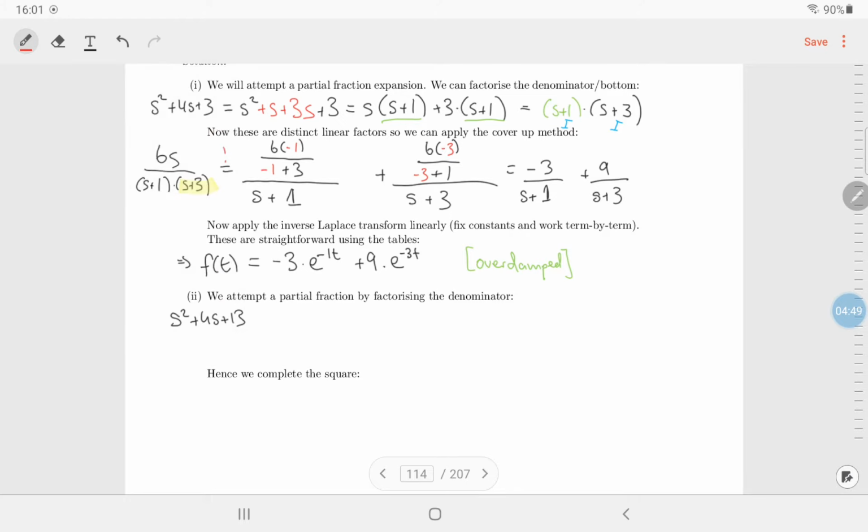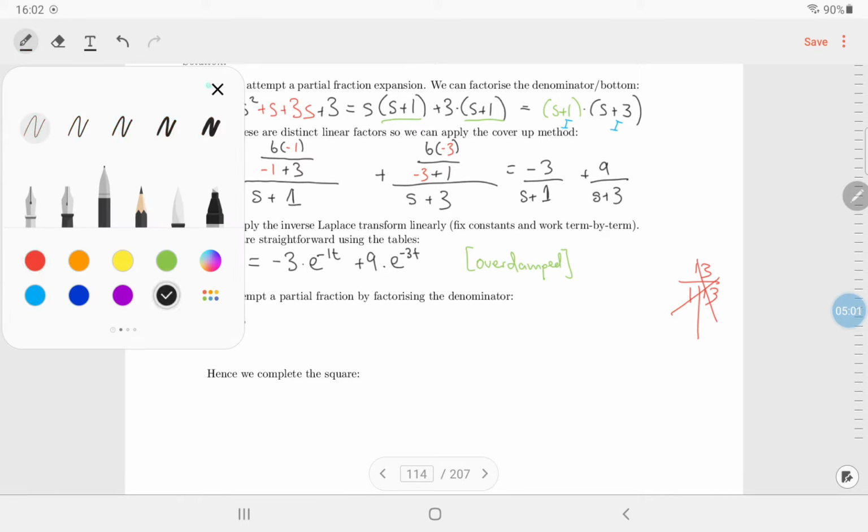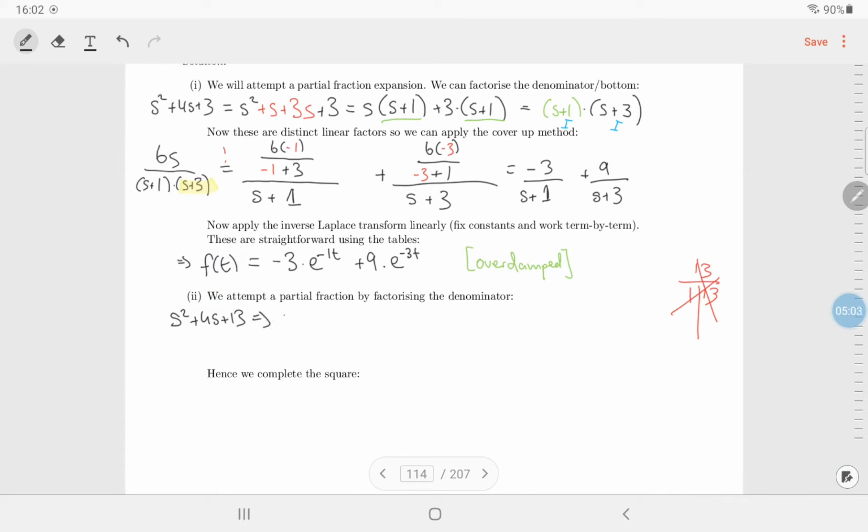AC is 1 by 13, which is 13. But that's a prime, so the only factors are 1 and itself. And you can't make up 4 with that, so that didn't work. So what you need to try now is factorizing it using the minus b formula.